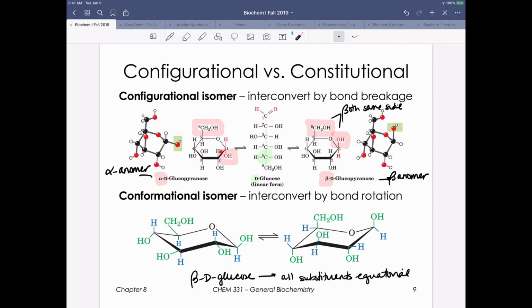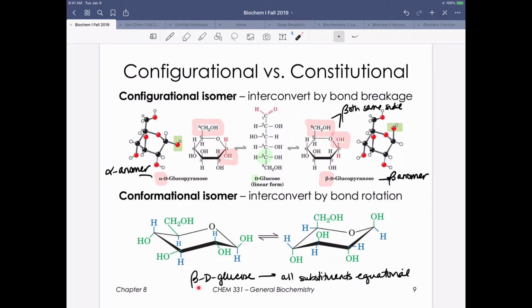Because these are isomers that result from the interconversion by bond breakage, we call them configurational isomers. So again, configurational isomers must be interconverted by bond breakage. This is different from conformational isomers where we can interconvert them by rotating bonds, and it basically just changes the spatial arrangement of groups. So again, chair flipping is what we refer to as conformational isomers.